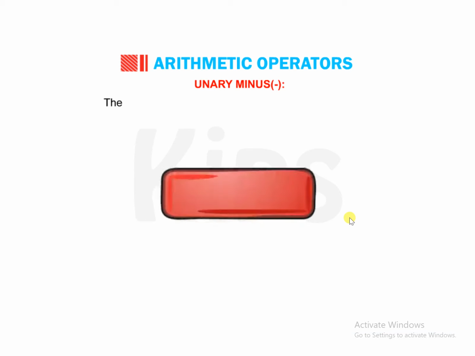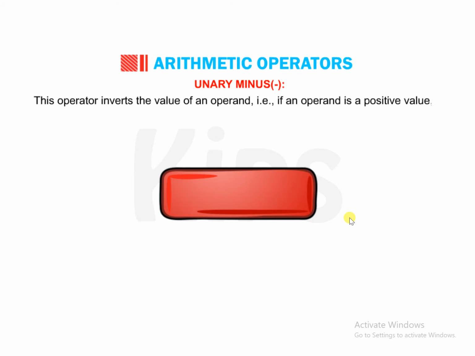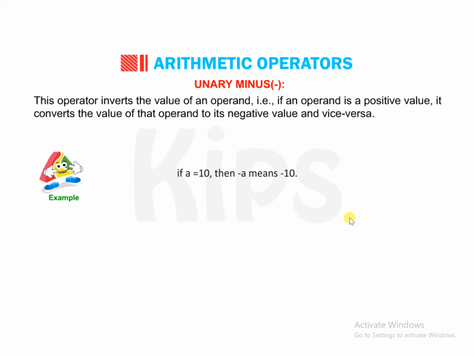Unary minus. The operator unary minus also precedes an operand. This operator inverts the value of an operand. That is, if an operand is a positive value, it converts the value of that operand to its negative value and vice versa. For example, if A is equal to 10, then -A means -10. If A is equal to -5, then -A means 5. If A is equal to 0, then -A means 0.